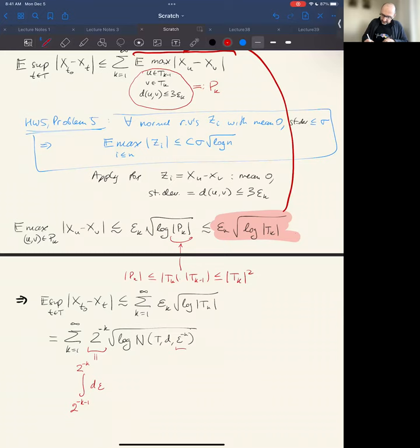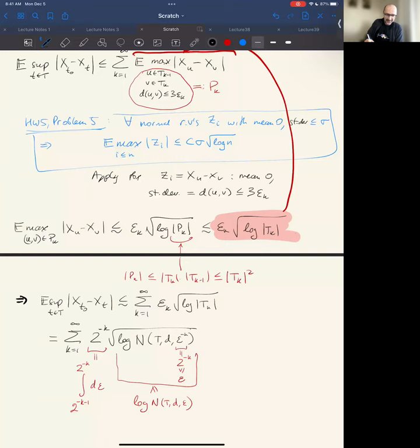In this integral, epsilon to the minus k, that's 2 to the minus k, will be greater than epsilon, I believe. Yeah, epsilon is smaller than this. So epsilon to the minus k is a big scale, therefore we need fewer balls to cover it. So this is less than square root of log N(T, d, epsilon) d epsilon. I'm just doing this boring computation to convert the Riemann sum into the integral, basically.